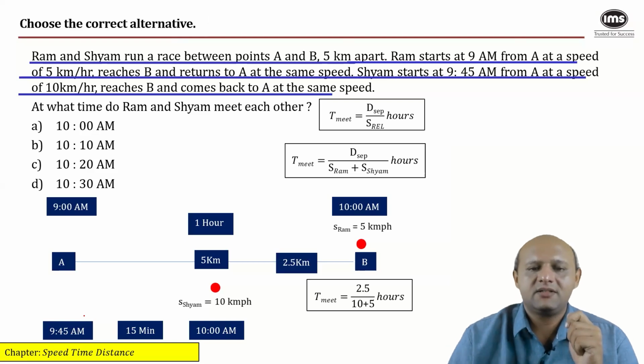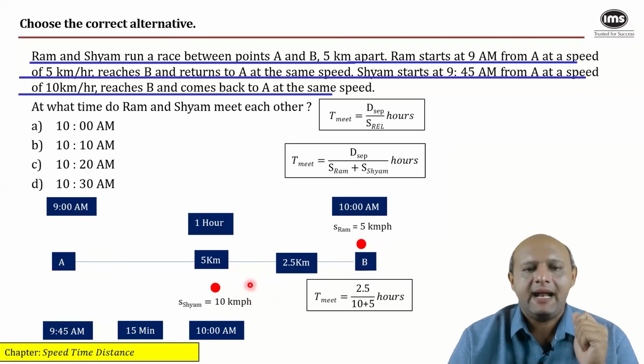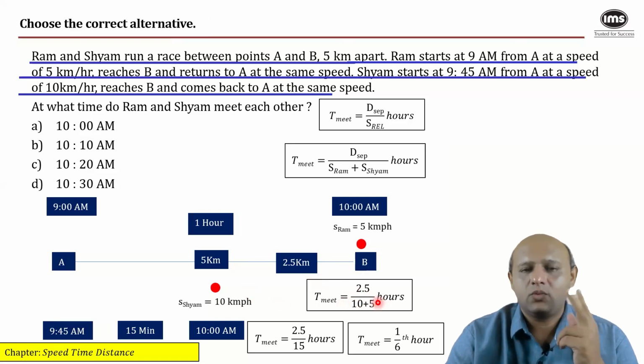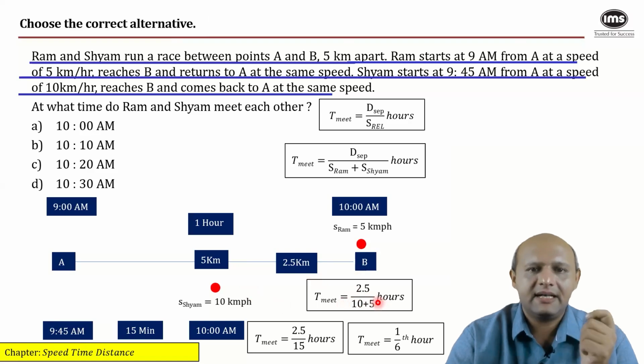2.5 is the distance by which they are separated. If you notice, they're separated by a distance of 2.5. So 2.5 is the separation distance. And what's the sum of speeds, which is 10 plus 5, which is 15 kmph. Correct? So 2.5 by 15, 1 by 6. 1 by 6 would in turn be 1/6 of an hour. 1/6 of an hour would mean 10 minutes. So therefore the answer is 10:10.